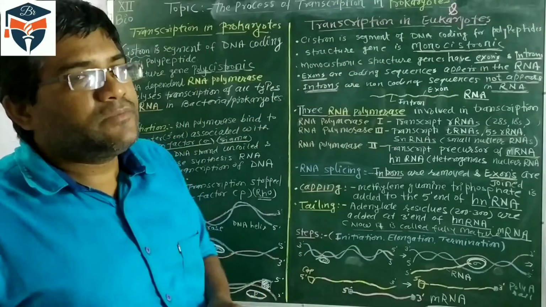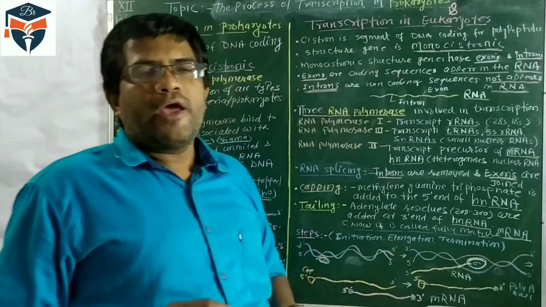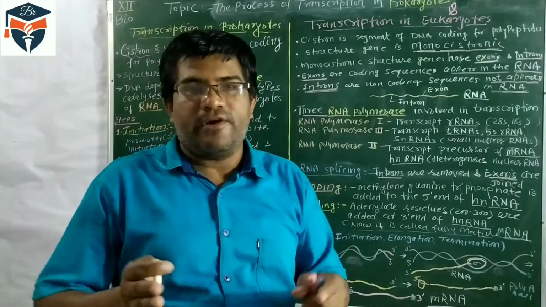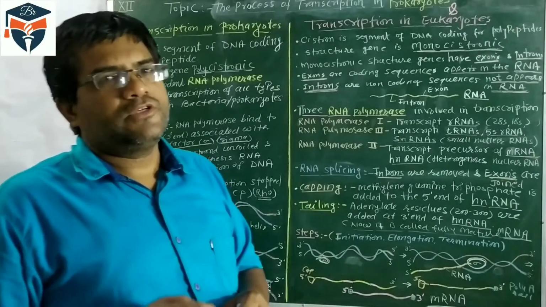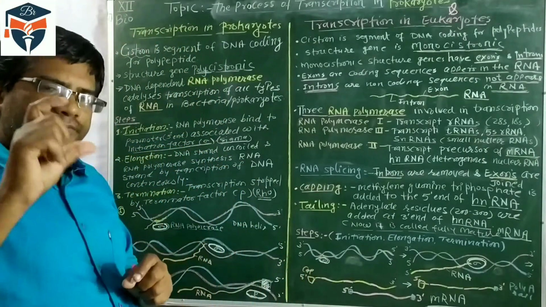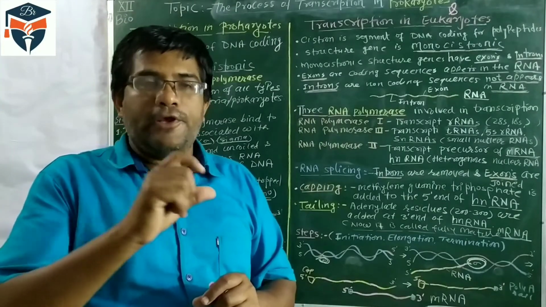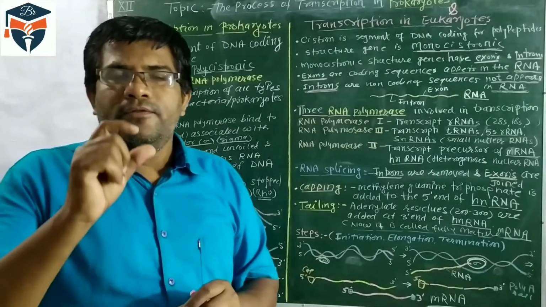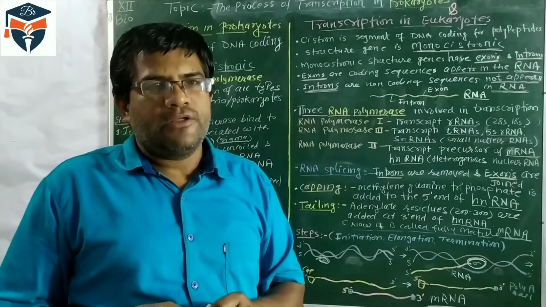So, how does transcription occur in prokaryotes and eukaryotes, and how is the transcription process different in prokaryotes and eukaryotes? This we have to discuss now. Students, as we have learned, the gene is a segment of the DNA, and this segment of the DNA determines the characteristic.